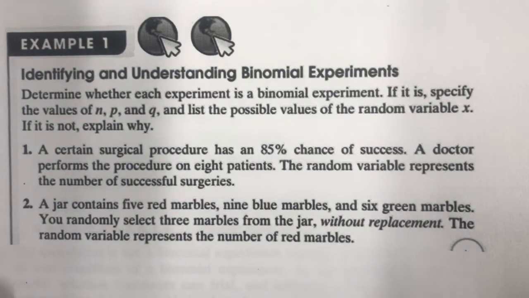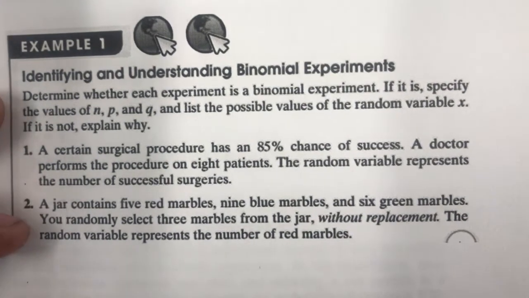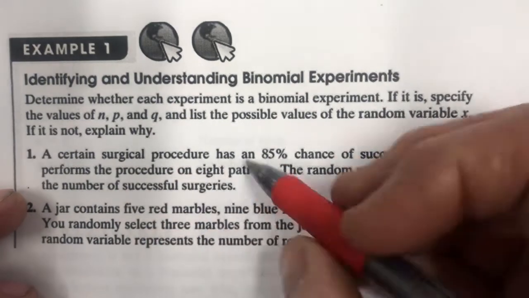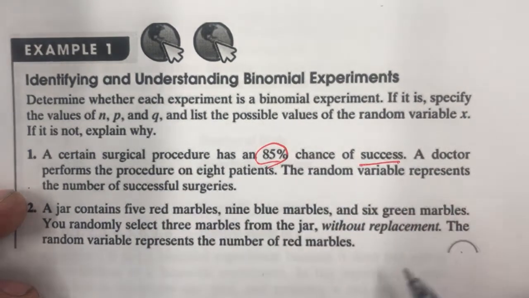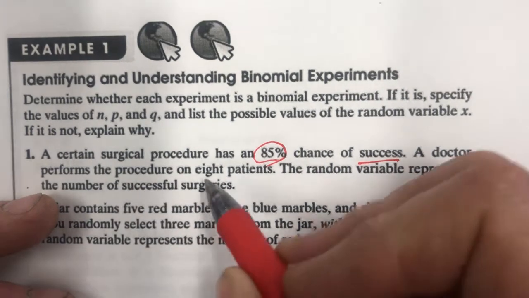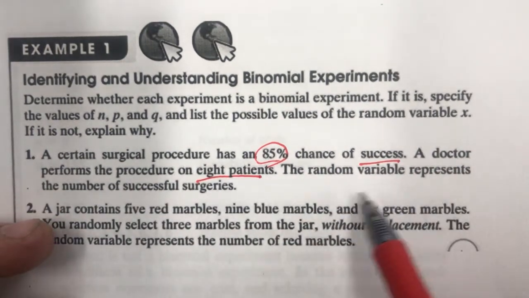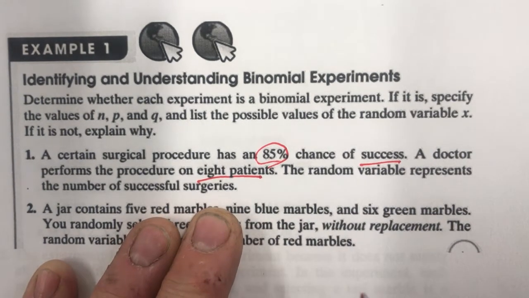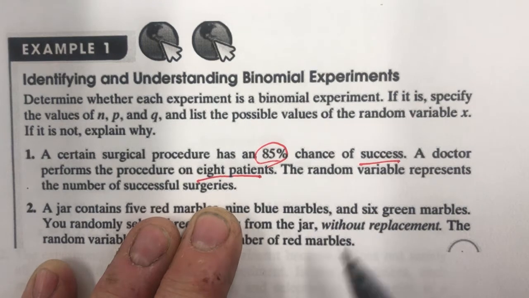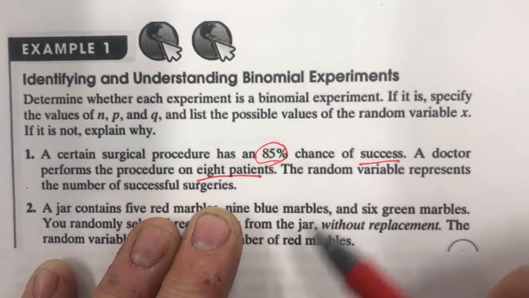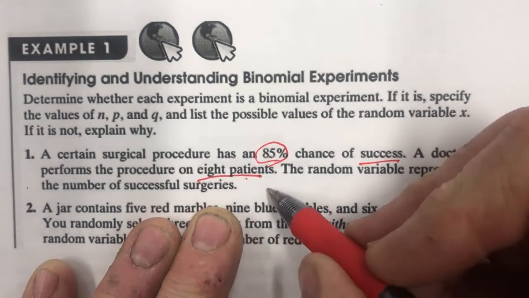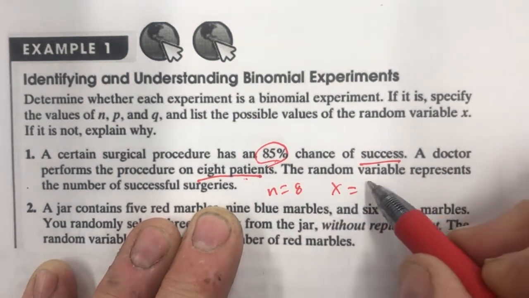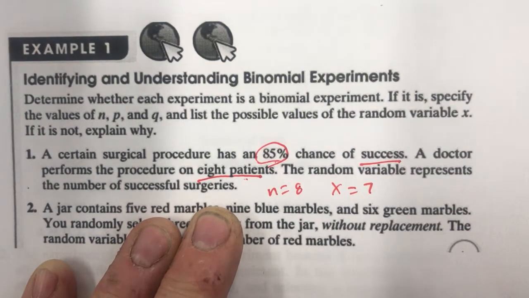All right, so look here. Identify whether these are binomial experiments or not. So like right here, a certain surgical procedure has an 85% chance of success. A doctor performs the procedure on 8 patients. The random variable represents the number of successful surgeries. All right, this sounds like it is a binomial experiment. p is 85%. There are 8 patients, so n equals 8. x would be how many were successful. Suppose of the 8, 7 of them were successful. Then x would be 7.